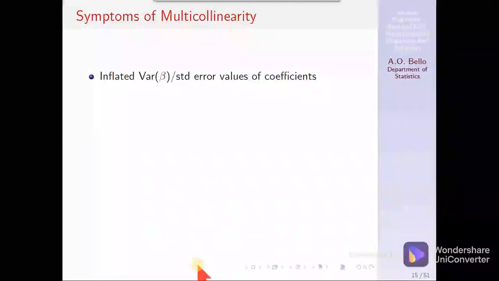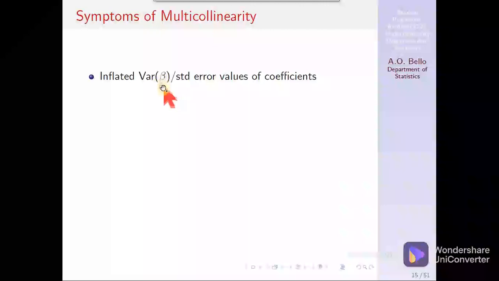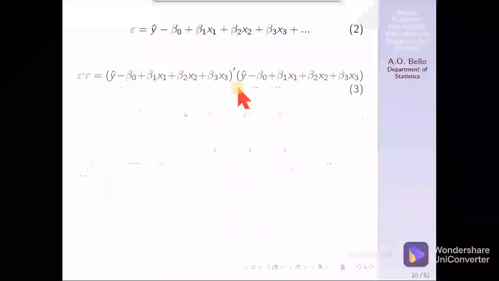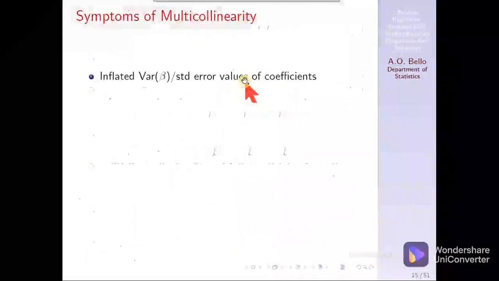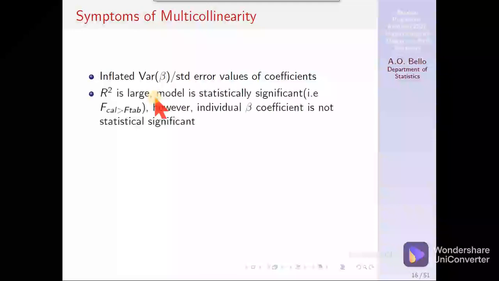Okay, let's now look at the symptoms of multicollinearity. When you have inflated variance of your slope or your coefficient, and you should know that the square root of this variance is the standard error value for our coefficient. This is what we are talking about. If you check our model in equation 1, these are the coefficients we are talking about. When you estimate their variance, when their variance is inflated, it's a symptom of a multicollinearity problem.